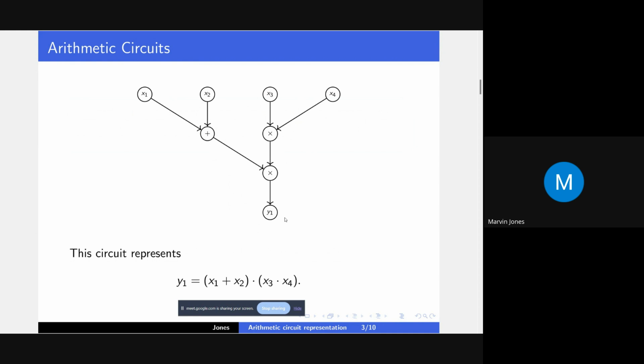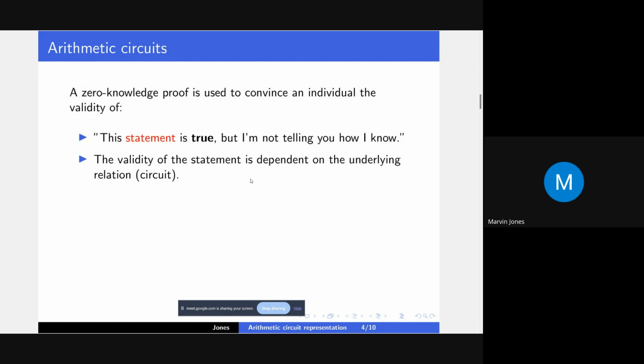Now, this particular arithmetic circuit just represents the linear equation y1 equals (x1 plus x2) times x3 times x4. Pretty straightforward. You're just tracking these wires to get the x1 plus x2, x3 times x4, and then this final multiplication. Okay, so arithmetic circuits, that part makes sense.